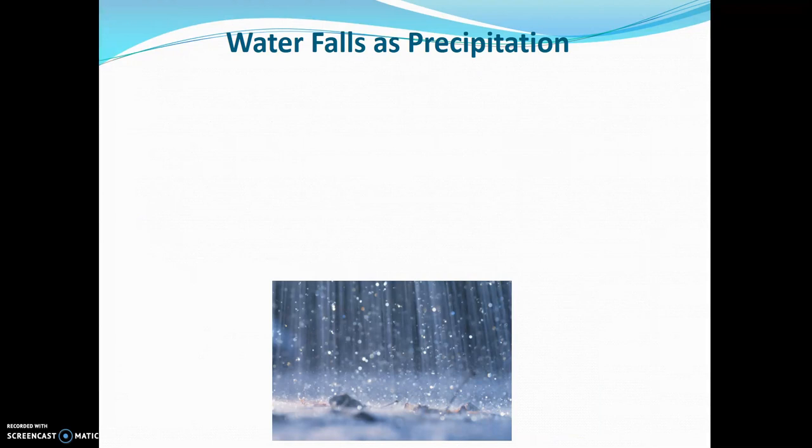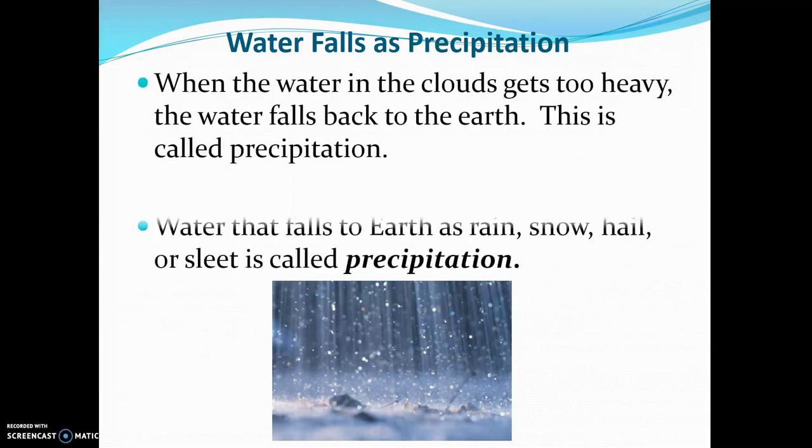The third step of the water cycle is water falls as precipitation. When the water in these clouds that form through condensation gets too heavy, the water has to fall back down to Earth. This is called precipitation. The reason that water droplets fall back down to Earth is because of gravity.